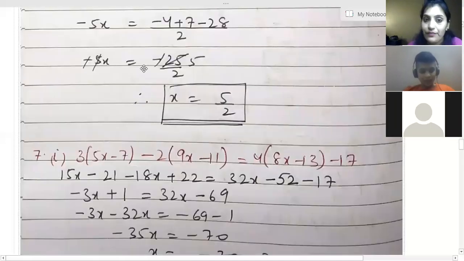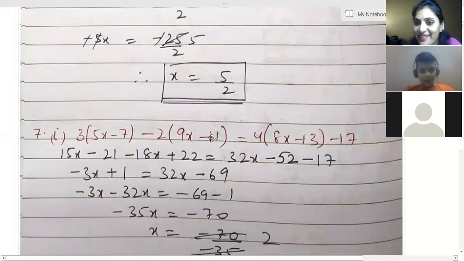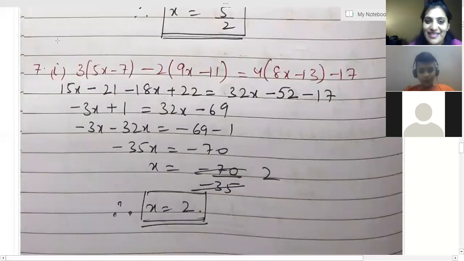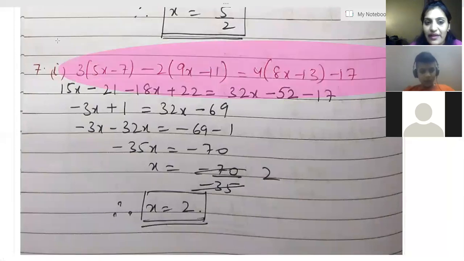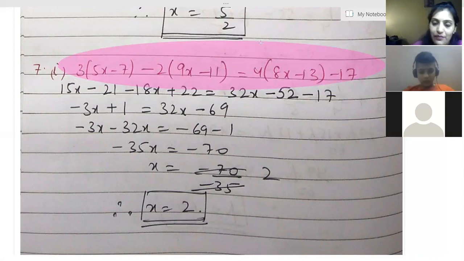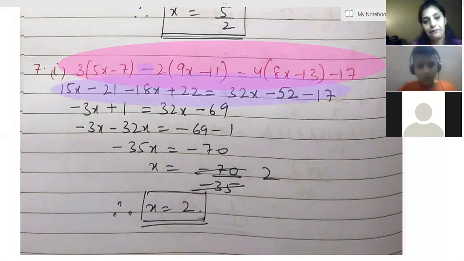Let's go. Now the seventh. I have done this exercise. Oh, that's very good. Rashi has also become too good. Very good, girl. Now, 3 into 5x minus 7, bracket close, minus 2 into 9x minus 11 is equal to 4 into 8x minus 13 minus 70. So the very first step will be opening up the brackets. And in that case, you have to see the signs. Please keep the signs in mind. Okay, beta? So it will become 15x minus 21 minus 18x plus 22 is equal to 32 minus 52 minus 17.